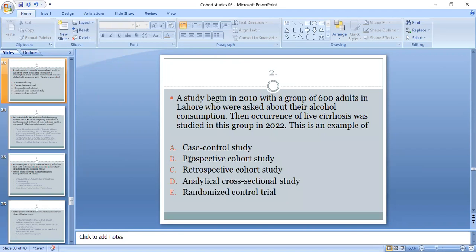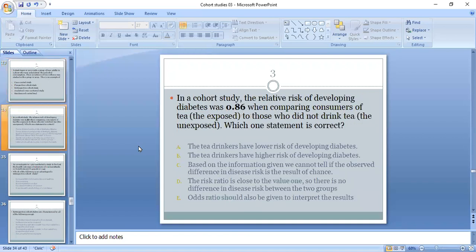Yes, B. This is an example of a prospective cohort study because it moves from past to present. The researcher begins the study in 2010. The exposure is alcohol consumption and it is followed up over time, and the outcome is measured in 2022. So it is a prospective cohort study.